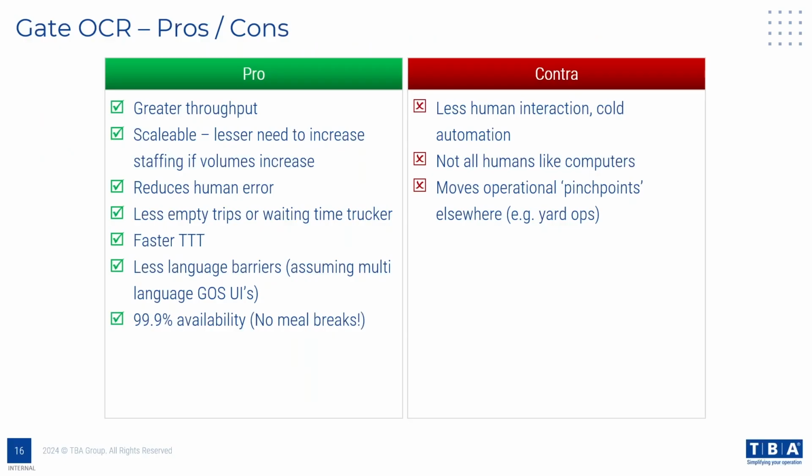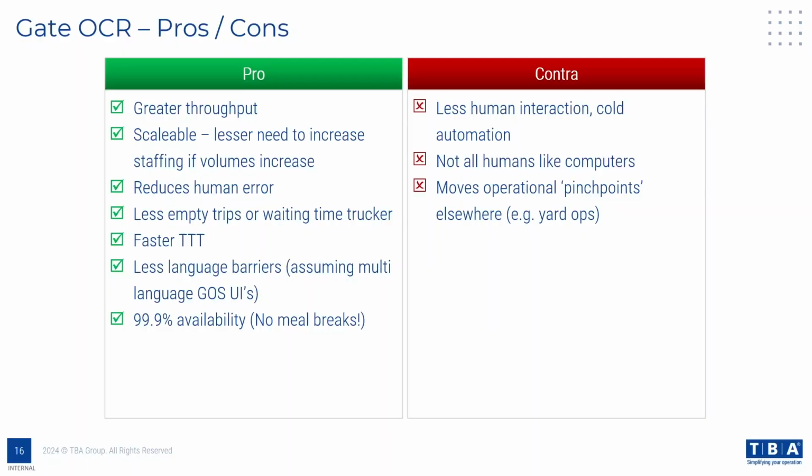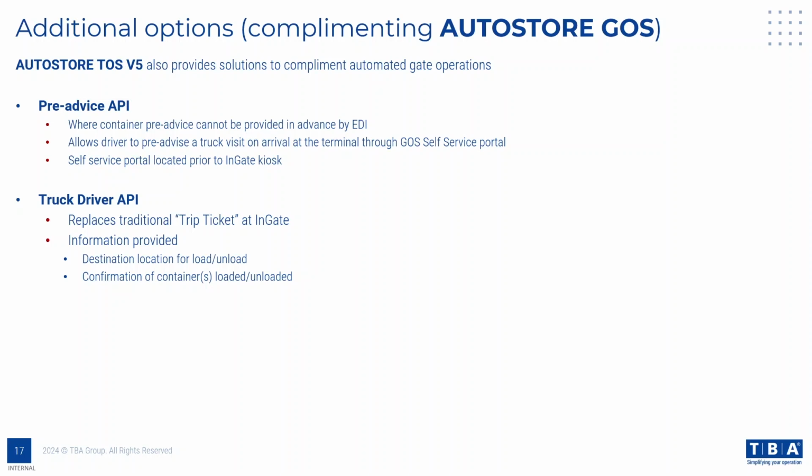Just on the cons, you've got now an IT system in play which is automating the whole process. Means less human interaction, but it's very cold. So if something goes wrong, you can find people scratching their head, saying, well, what do I do next? So not talking to a human can be a negative at times. And of course, not all humans like computers, so especially truck drivers, I imagine, not so happy about interacting with a user interface. And then once we've corrected this pinch point at the gate, you immediately start highlighting pinch points elsewhere in your operation.